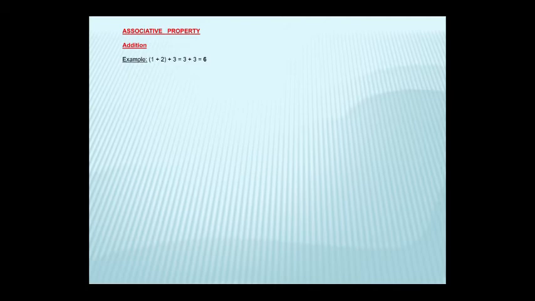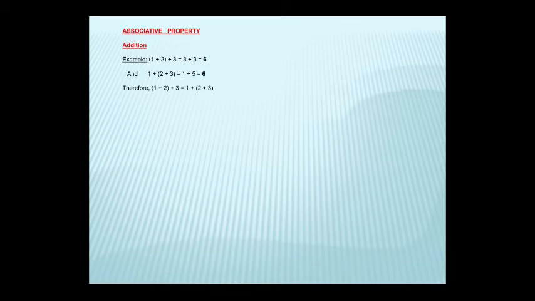See, the BODMAS rule you have to apply. Bracket first you have to simplify. (1 plus 2) is 3, 3 plus 3 is 6. Then again 1 plus 2 plus 3. Next, the last two numbers you have to group. 1 plus (2 plus 3). 2 plus 3 is 5, 1 plus 5 is 6. See, if you do the grouping differently and add, you will also get the same number.